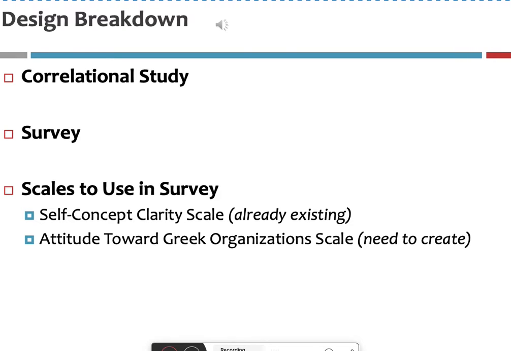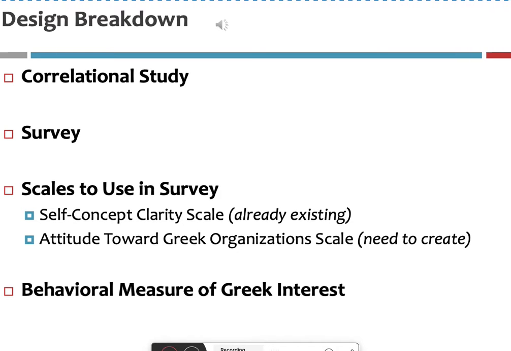But at the same time, the advantage, the flip side of that, is that you would have created a measure that fits your research needs. So there's that, but there tends to be a delay, or it might require some time, if you need to develop a new scale. And here they used the behavioral measure of Greek interest. So rather than asking people, they used observed behaviors.